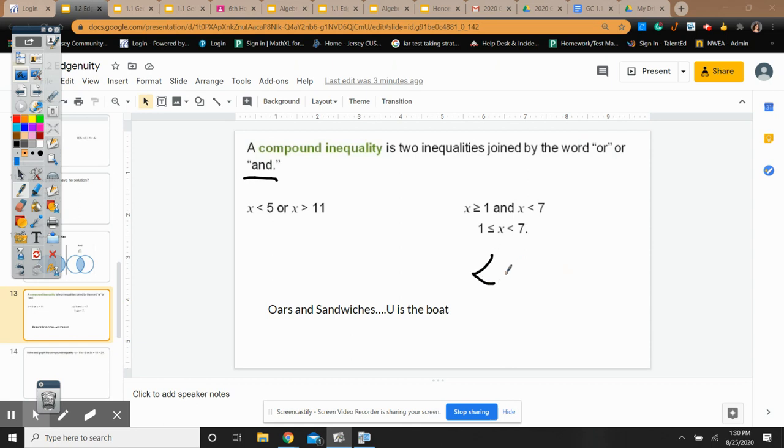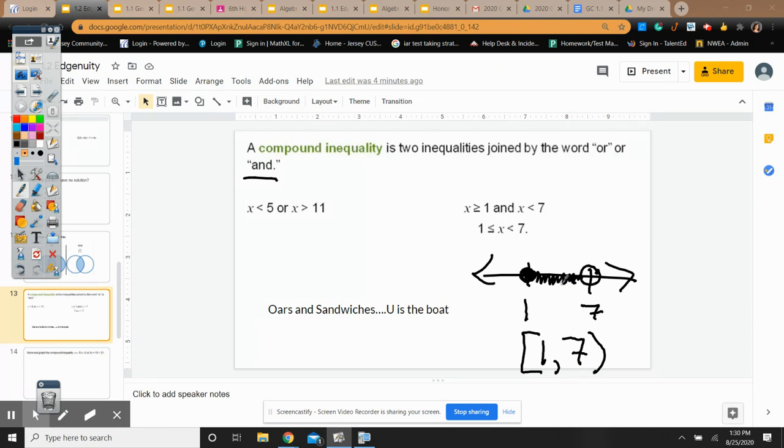Okay. This guy here, this is an and statement. x is greater than or equal to 1 and less than 7. So you have 1 and you have 7. It's bigger than and equal to 1. So it's 1 and bigger, and less than 7. So both have to be true. So this intersecting area is what would make them both true. So this is your solution set. You can write it with a square bracket 1 to 7 with a parenthesis if you want to.